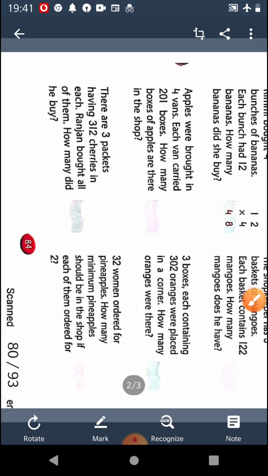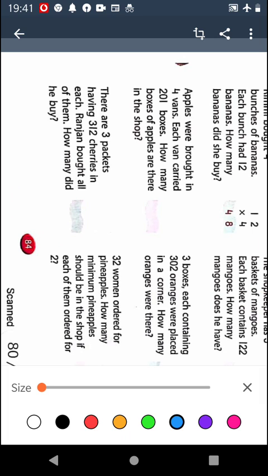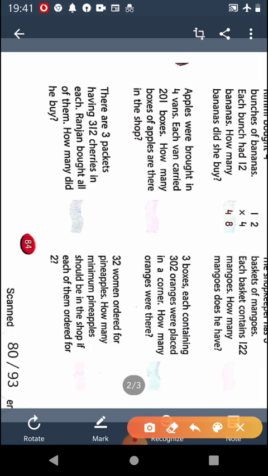Now last is 32 women ordered pineapples. How many minimum pineapples should be in the shop if each of them ordered 2? The question is 32 women ordered pineapples. And how many minimum pineapples should be there if each of them ordered 2? That means 32 women were there and they ordered pineapples. And if each woman orders 2 pineapples, how many minimum pineapples should be there in the shop?